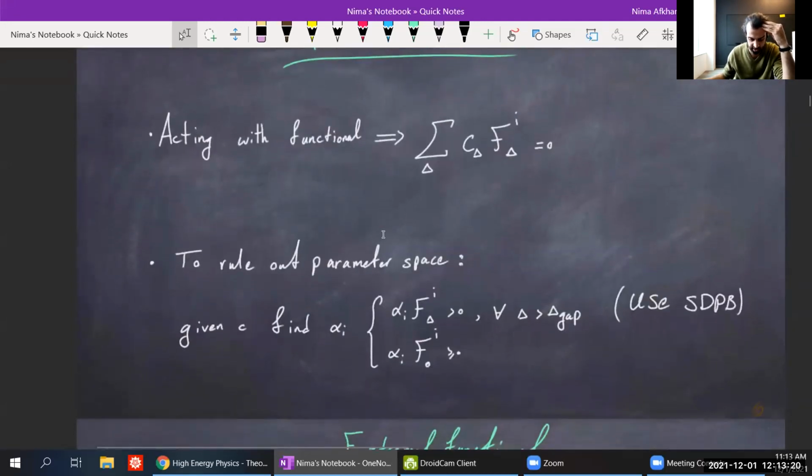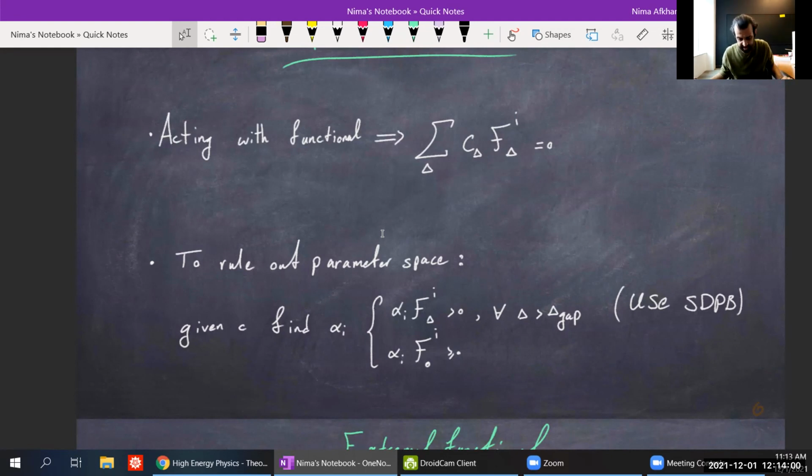So what you try to do is find a set of numbers alpha_i such that the sum of alpha_i F_i is greater than 0 for all delta bigger than some delta gap, and its contribution is also positive or vanishing on the vacuum, to try and get a contradiction. And typically, we do this with semi-definite programming. The collaboration has developed some very nice software, SDPB, and you can try to map out the parameter space of allowed 2D CFT partition functions. And this is typically how we proceed.